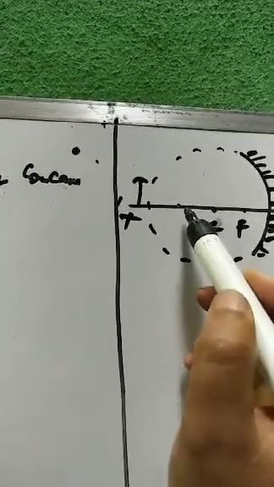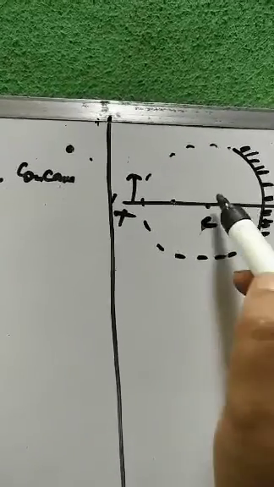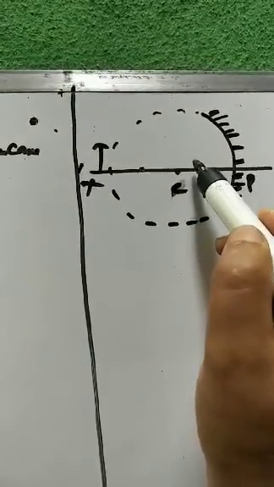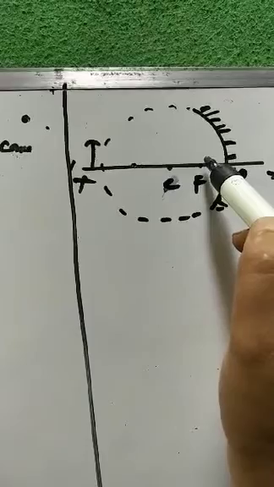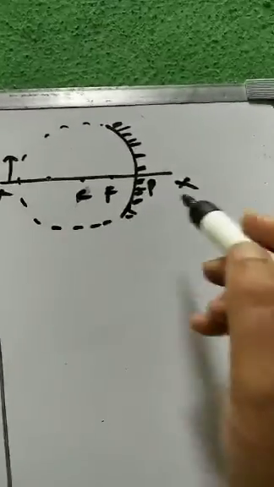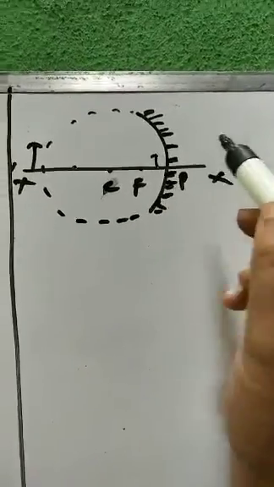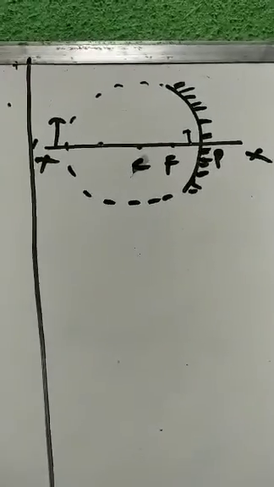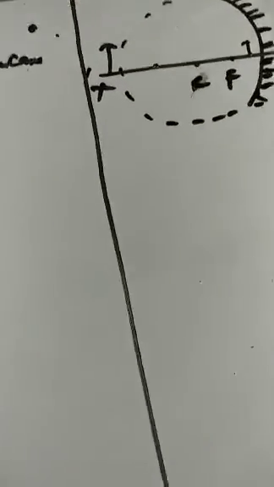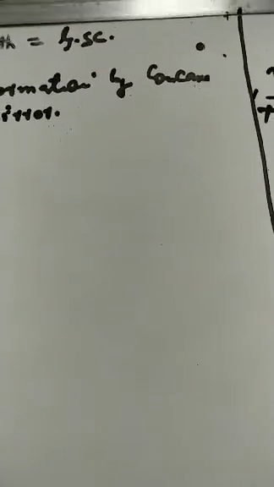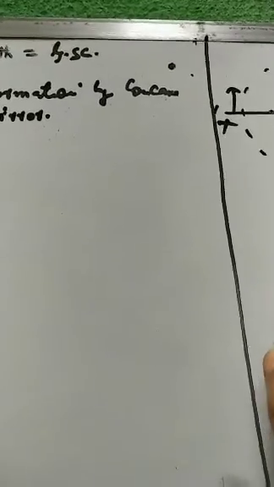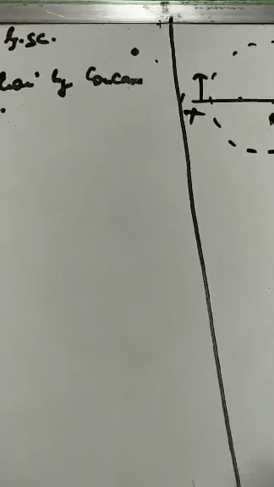In the first case we will take the object at infinity. In the second case it is placed beyond the center of curvature. In the third case it is taken at the center of curvature. In the fourth case the object is placed between C and F. In the fifth case the object is positioned at F, and in the sixth case the object is positioned between the pole and focus of the mirror. So there are 6 types of images formed in case of concave mirror.